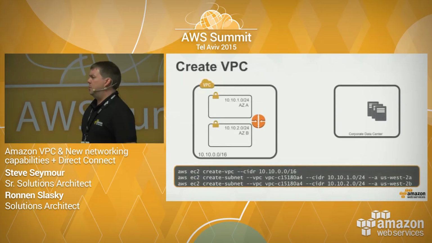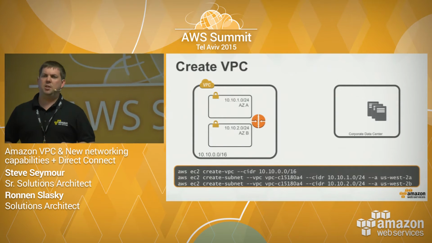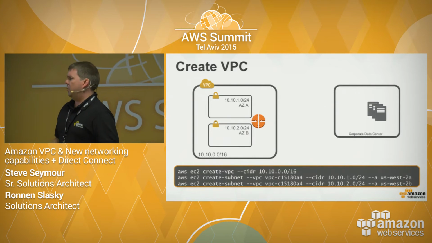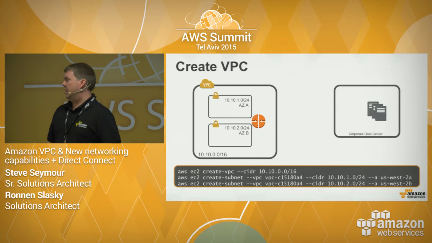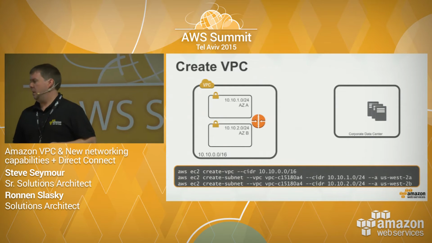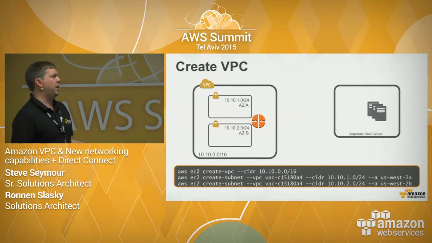Now, the first thing we need to do inside AWS is create our VPC. Now, VPC is defined by a CIDR block, a block of IP addresses, and therefore you see the first command line example down at the bottom of the screen here is a call to EC2 to create a VPC. The only thing we have to specify when we create that VPC is the CIDR block, the block of IP addresses.